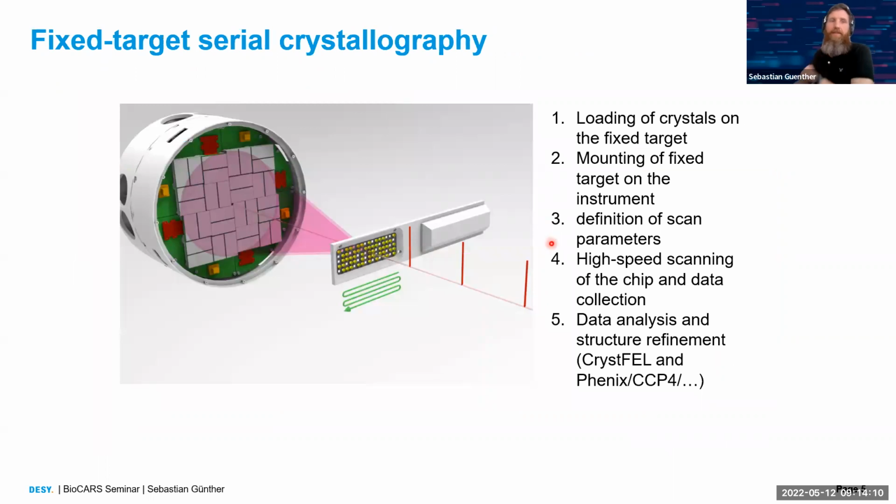So how would a fixed target serial crystallography experiment work? You take your crystals, you put them on one of these chip holders, you put this on the X-ray instrument, you define your scan parameters, and you have a high speed scan of the chip through the X-rays. At the XFEL, this is then synchronized, for example, through the incoming pulses, and then we can just go on and analyze the data.